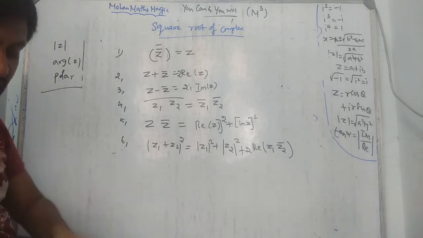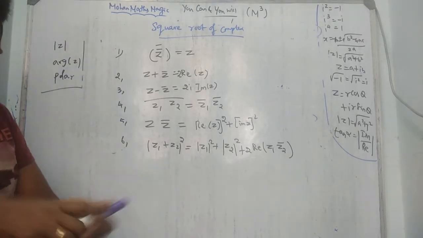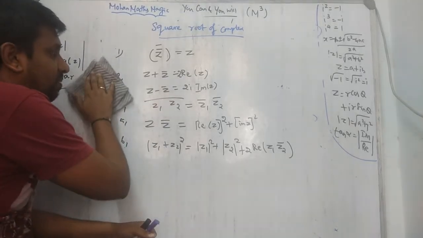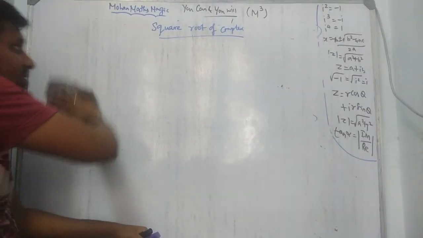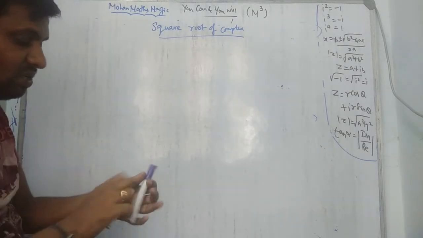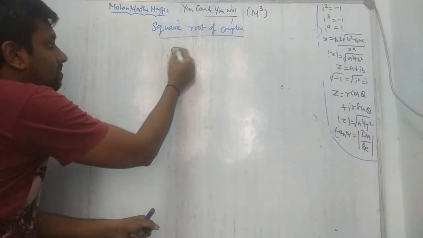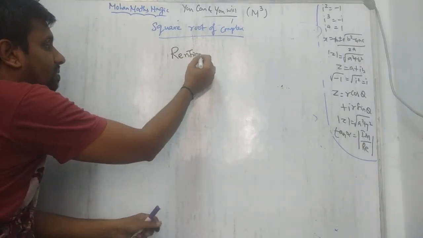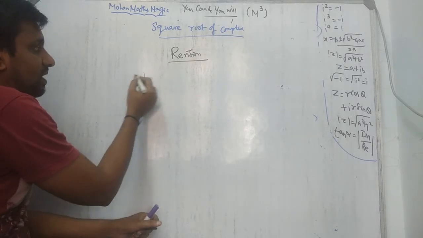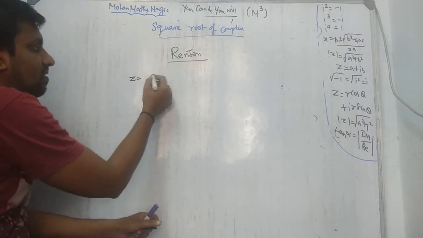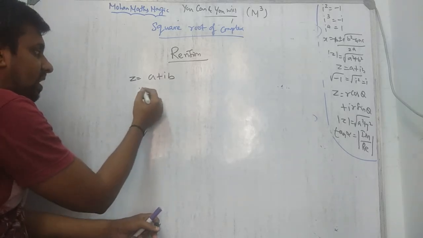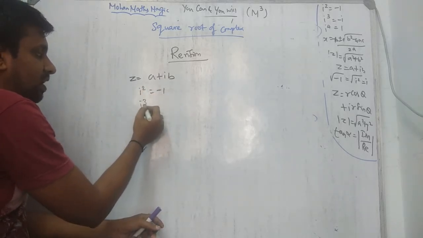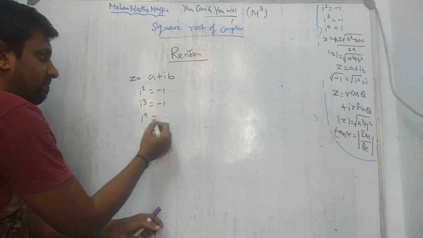These are the complex numbers. Now a small revision for complex numbers and quadratic equations. Complex number a plus ib. First, any complex number can be written in the form a plus ib or x plus iy. A is the real part, b is the imaginary part. I square value is minus 1, I cube value is minus i, I to the power 4 value is 1.